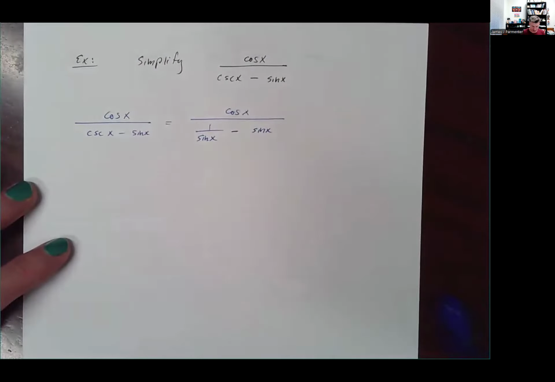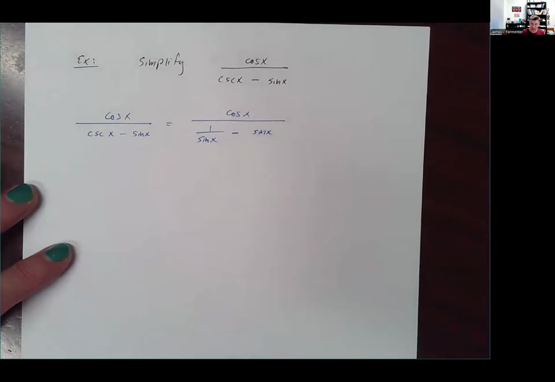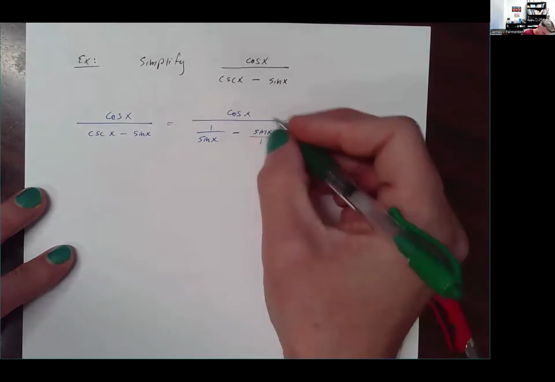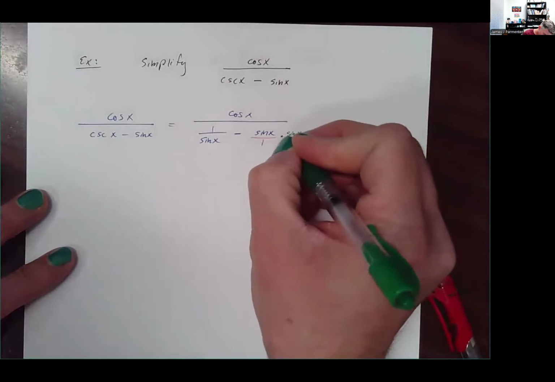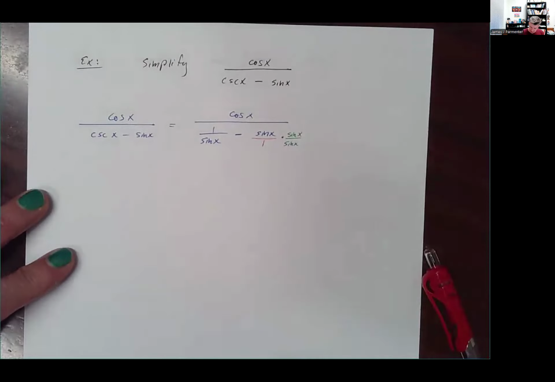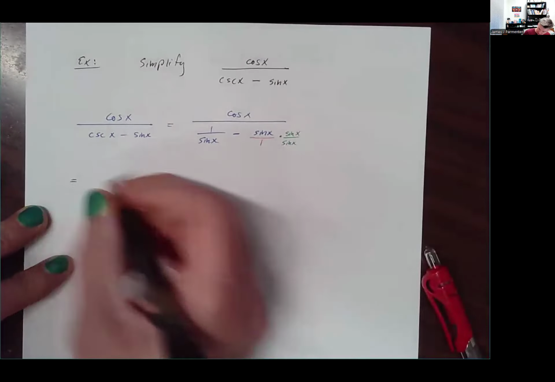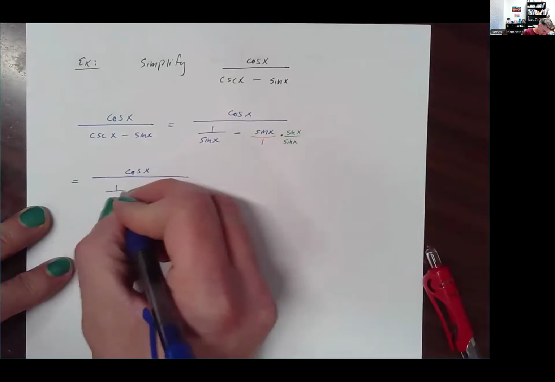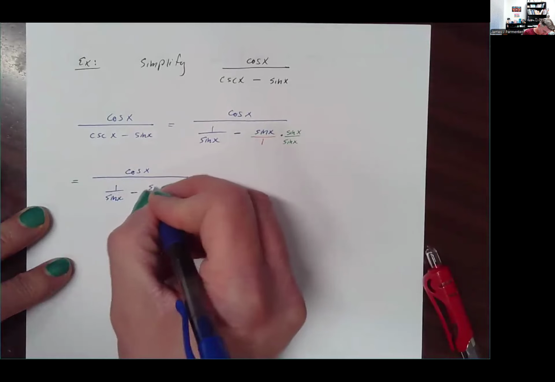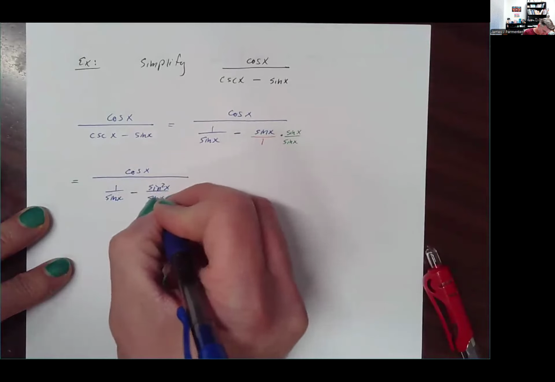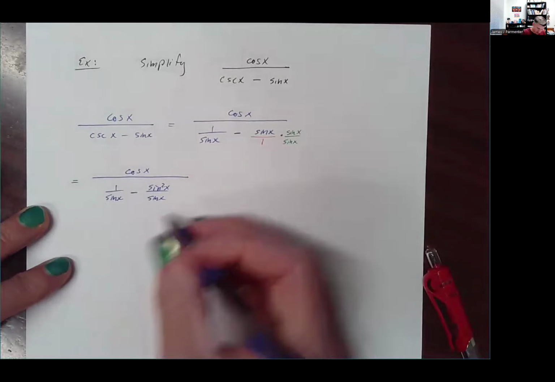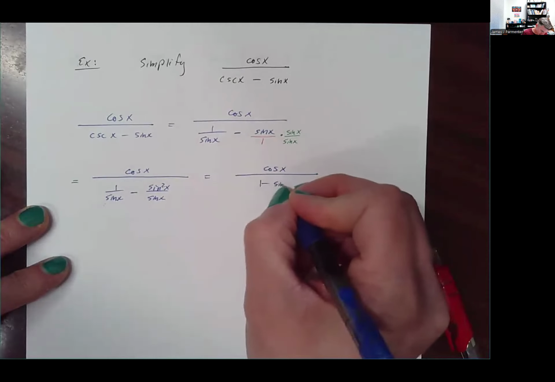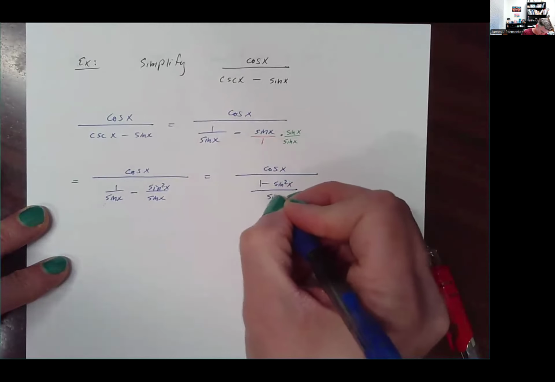And then, since I have fractions in my denominator, I'm going to get a common denominator of those fractions. I'm going to say that this is sine of x over 1. I'm going to multiply that by sine x over sine x. So then I can rewrite this as cosine x over 1 over sine x minus sine squared x over sine x. And now we have a common denominator in our denominator. So we can rewrite that as still cosine x on top over 1 minus sine squared x all over just sine x on the bottom.